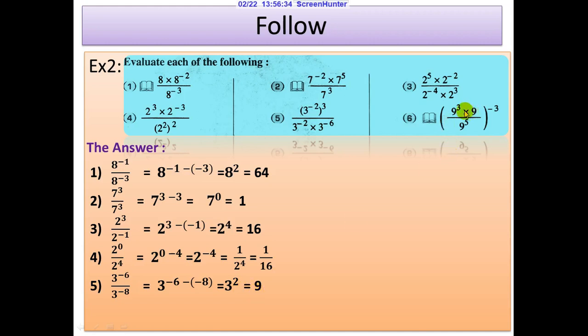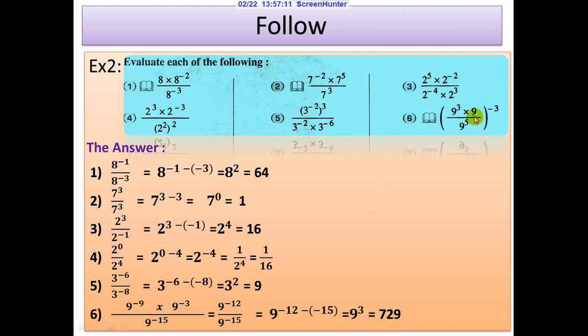Exercise number 6. We have 9 raised to power 3 multiply 9 raised to power 1 over 9 raised to power 5, all these brackets raised to power negative 3. Mr. Hazim prefers to distribute this power above all numbers inside these brackets first. How? By multiplying their power. So it will be equal, number 6, 9 raised to power negative 9, and here 9 raised to power negative 3 over 9 raised to power negative 15. How? Because when we multiply negative 3 by 3, it will be equal negative 9.